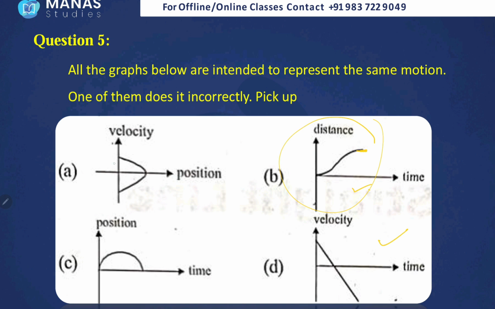Otherwise, with velocity decreasing, position is increasing, and when the velocity changes its direction, position is also changing. Here, position is increasing and then decreasing with time. This is also correct. The B answer is wrong.